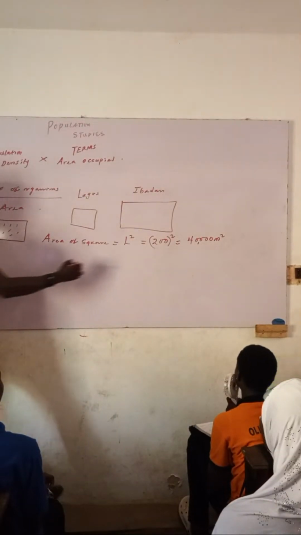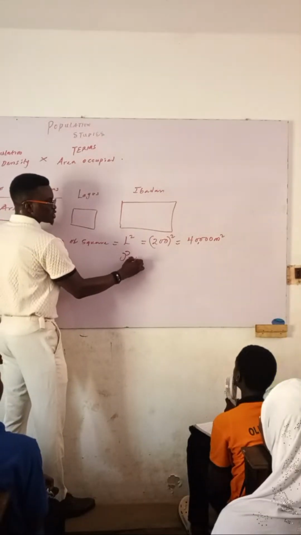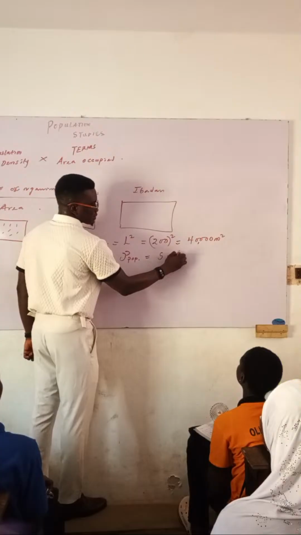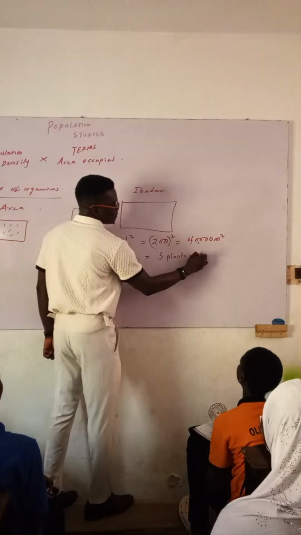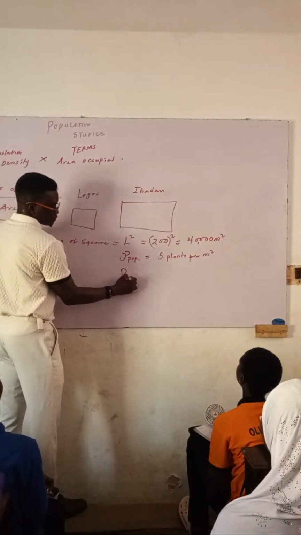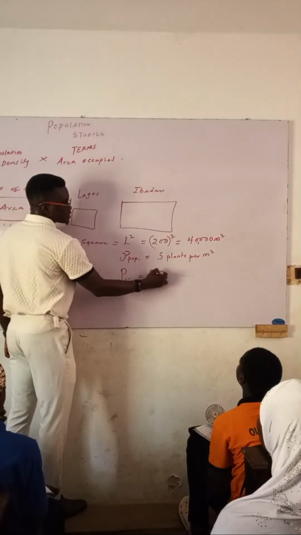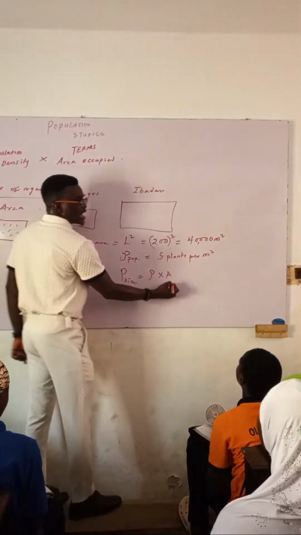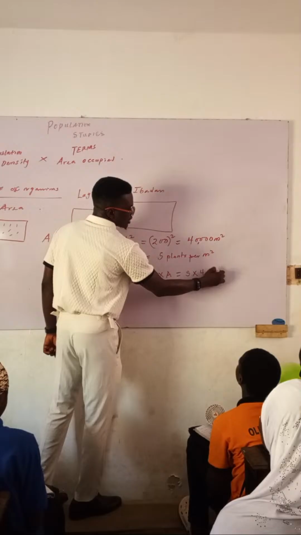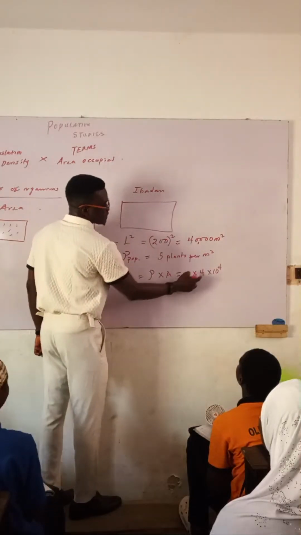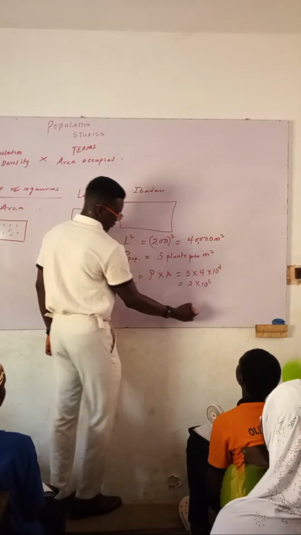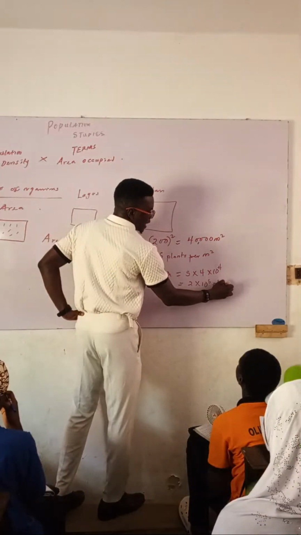Then we already have our density. So the population density is equal to 5 plants per meter squared. So population size is now going to be the density times the area, and that's going to be 5 times 4 times 10 raised to power 4. And that's 5 times 4 is 20. So that's 2 times 10 raised to power 5 plants.